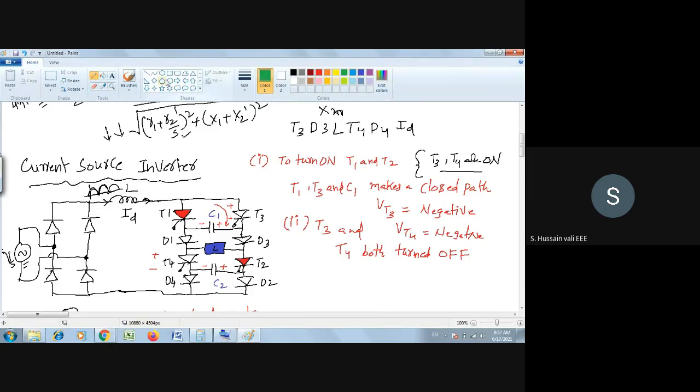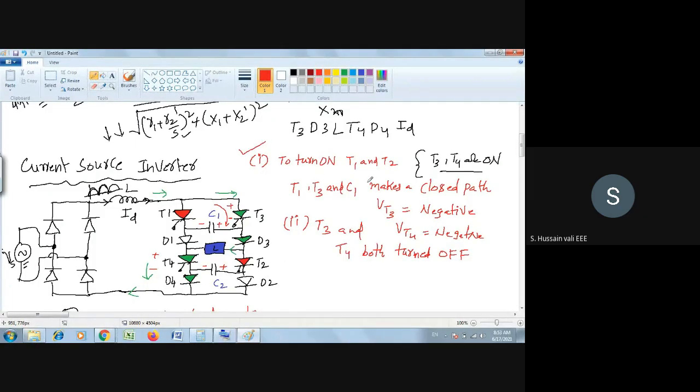So T3. You see the green color one which I have shown, that the current will flow like this. Your ID will flow through T3, D3, then through the load, then T4, D4, and after that it makes the closed path. This is the closed path before I go to the first step. You must understand this.